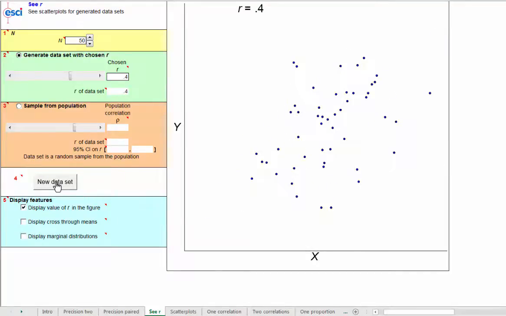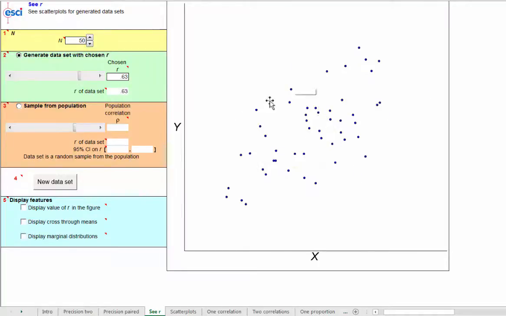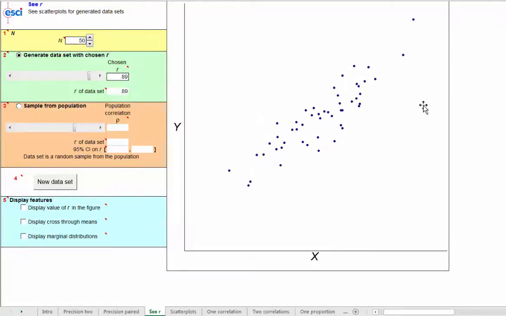Now, next thing I'd like to talk about is eyeballing from the scatterplot. So I can turn off the displayed value up there. Don't look over here. And if I set this to some value, say there, well, what does that look like to you? Clearly positive, moderate amount of scatter, maybe around 0.6. In fact, it's 0.63. If I give you another one, say there, clearly a stronger positive correlation.